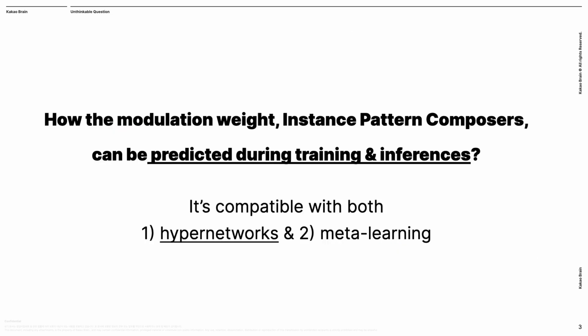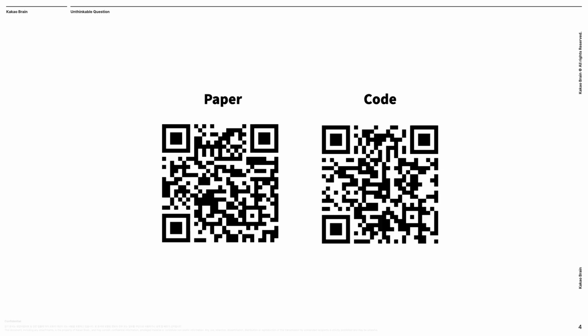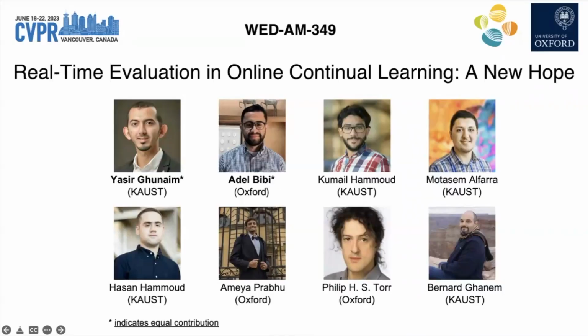Then, how can the modulation weight be predicted? Our framework is compatible with both hypernetwork and meta-learning-based approaches. For a more detailed explanation, please continue watching this video or refer to our published paper and implementation.